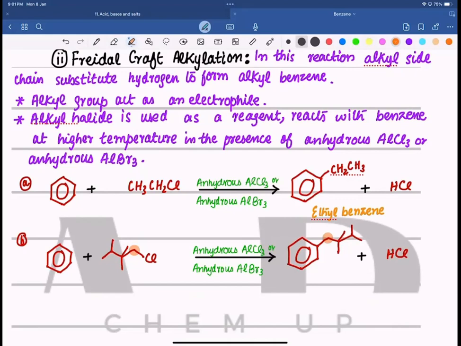That's all for today. In the next class, we will discuss the formation of the electrophile. It is exactly going to be the same as the previous one. And then mechanisms.